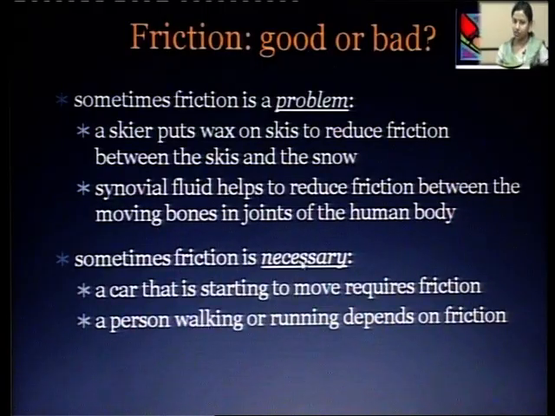But sometimes friction is necessary, like a car that is starting to move requires friction. If there is no friction, then we cannot start a car. And a person walking or running depends upon friction. So friction is good as well as bad depending upon the situation.